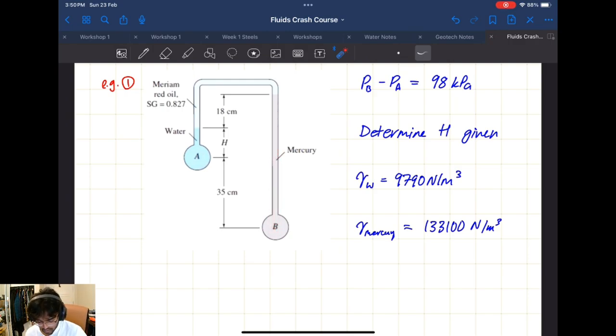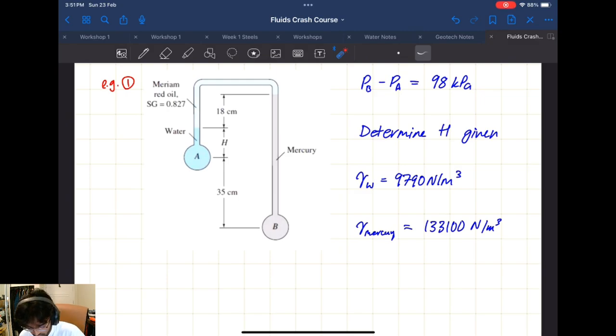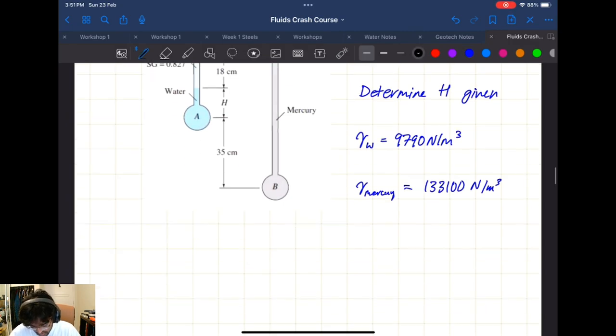They've given us the pressure difference between point A and point B, PB minus PA. They've given us the unit weight of water. So in this case, we can't assume it's 9,810 because they've given it to us. And they've given us the unit weight of mercury. What we have to do is find the height H. So I'm gonna work through this with you guys.